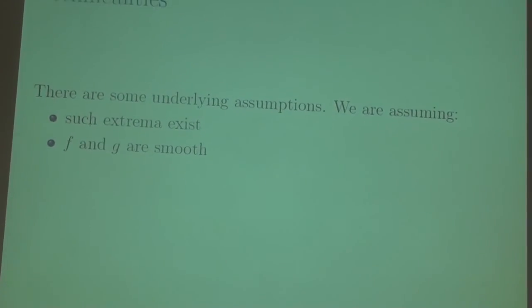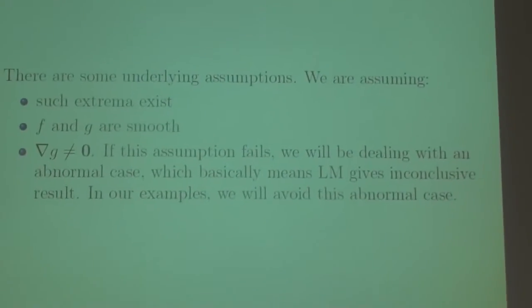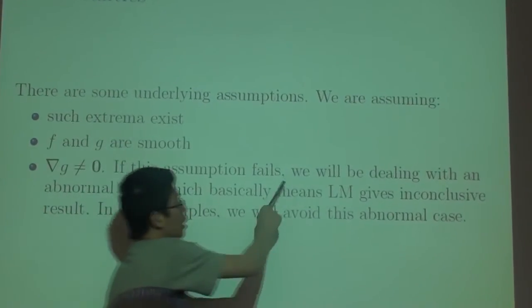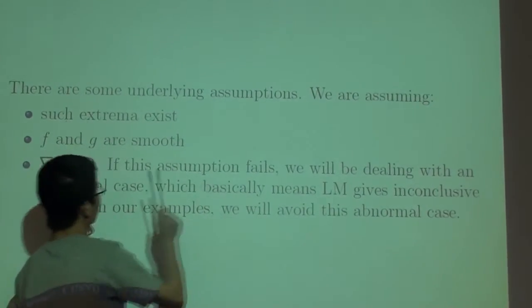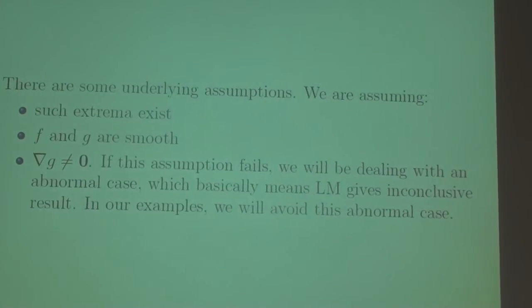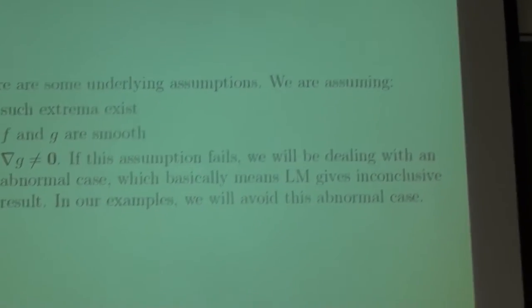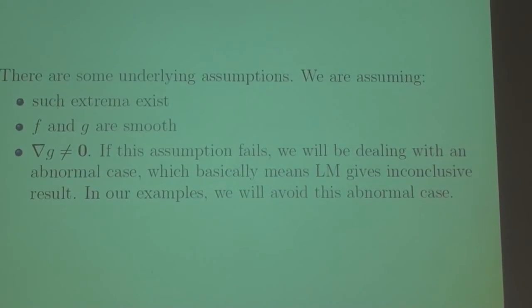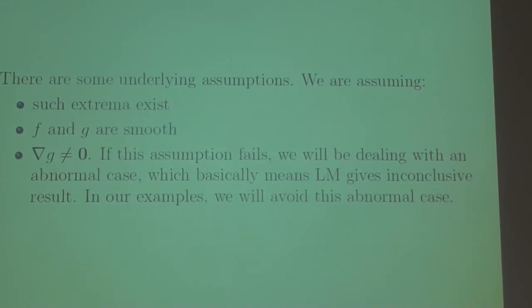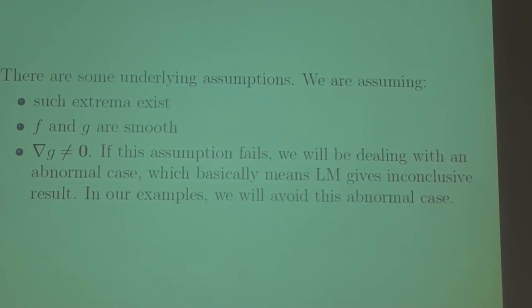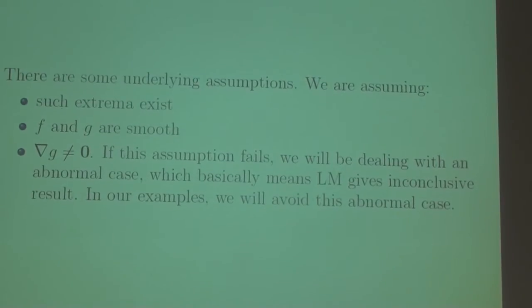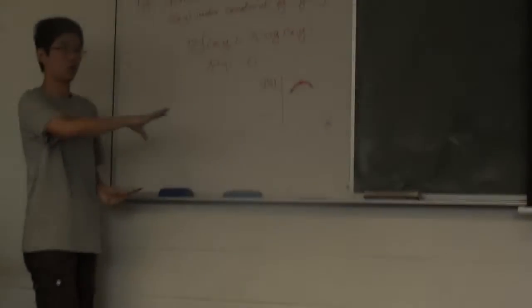In particular, if the gradient of G is equal to 0, if that assumption fails, then we'll be dealing with something called an abnormal case, or if you think about it, a degenerate case. And in that case, you don't know what happens. Lagrange multipliers gives you an answer, but that answer probably doesn't even satisfy the F or the G or things like that. It could be a maximum, could be a minimum, or it could be neither. So you cannot draw a real conclusion from that.